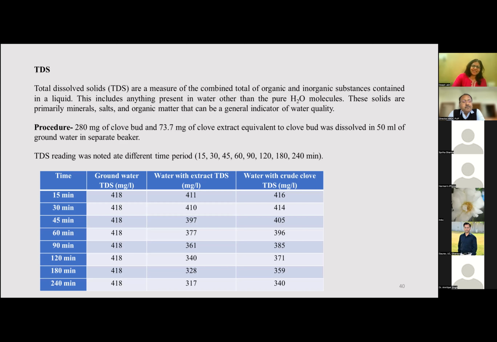Yes, for TDS it did not work very efficiently. If the TDS is 411 initially, after 240 minutes it lowers down to 317. But it can be optimized further if we use more clove, and it may work better.